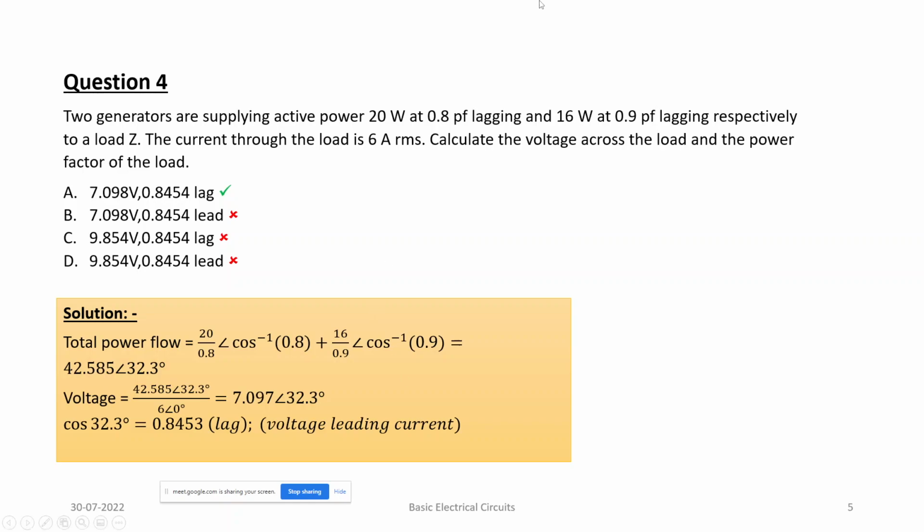Hello? Am I audible? Yes, sir. So just say, what should it be, lagging or leading? 32.3 degrees positive. The voltage is leading the current. So what should be the power factor, leading or lagging? Or you can say anything, no issue.